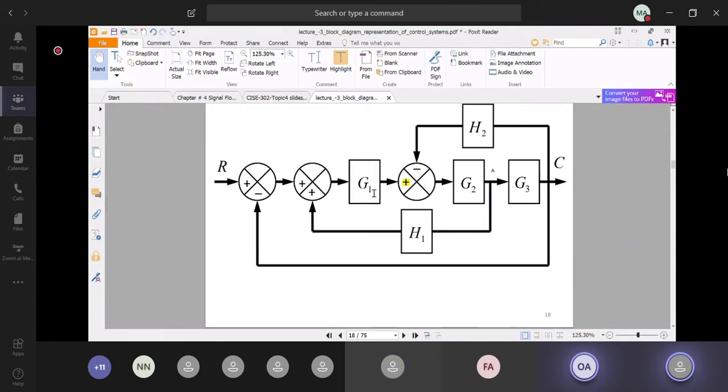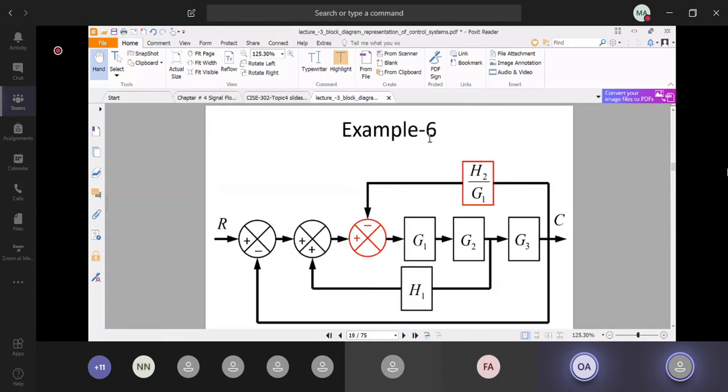Because G1 now is at the input of the summation, we will move it to the output. So the output will get the same gain. The output will be G1 here, but the other input will get 1 over G1. Okay, the other input will get 1 over G1.